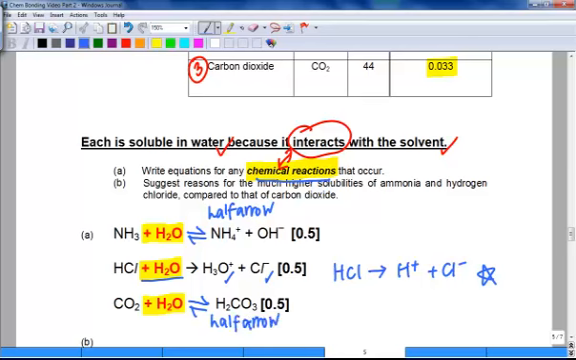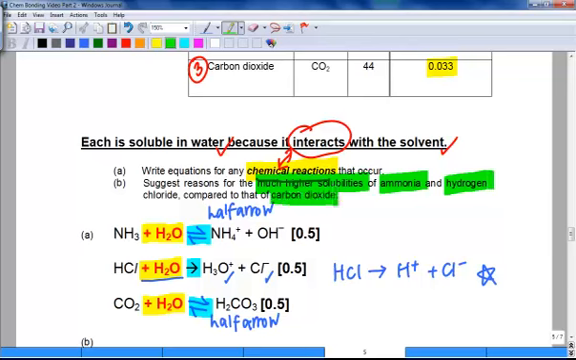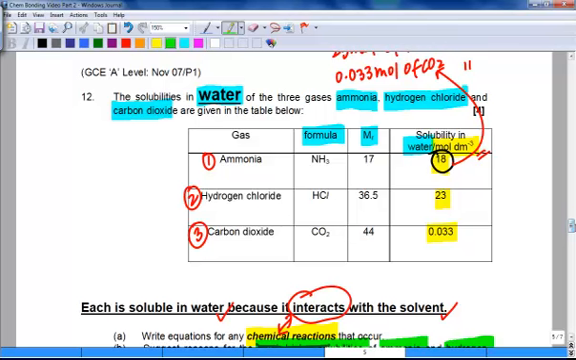Okay, please take note, the arrows are important. You need to know whether they are full arrow or half arrow. Based on these three equations, they ask you to suggest reasons for the much higher solubilities of ammonia and hydrogen chloride as compared to carbon dioxide. This much higher solubility, of course, you will be able to deduce from 18 and 23 versus 0.033.